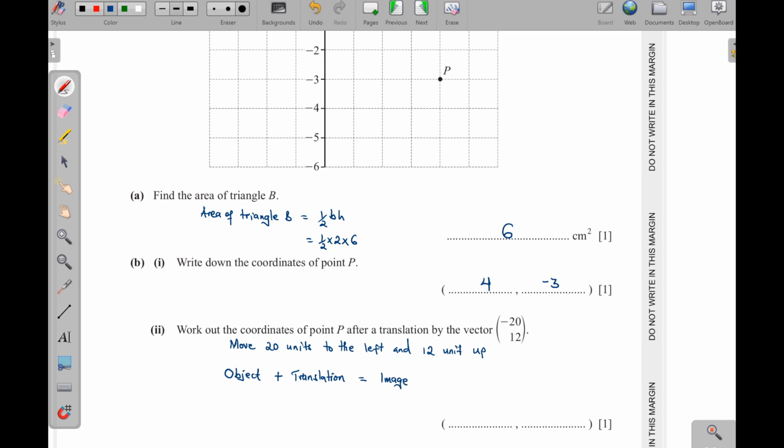So this P here, we have 4. We shall now add the -20, because this one is done on the x, is the change in the x, this is the change in the y. Then we have the y coordinate of P, which is -3, but we are going to move 12 units up, so plus 12. So this one will give us -16, and then here 12 minus 3, you will get a 9. So those will be the coordinates of the new image.